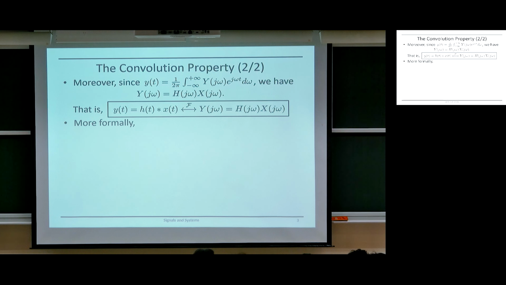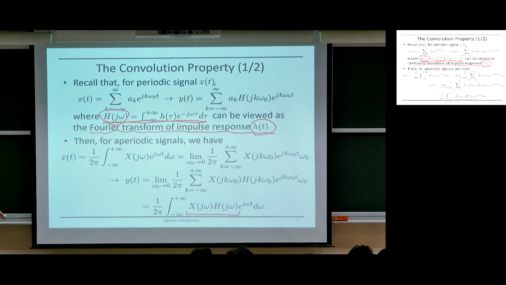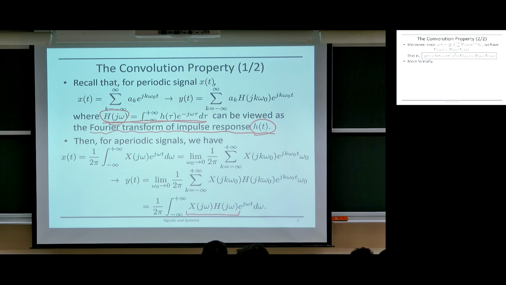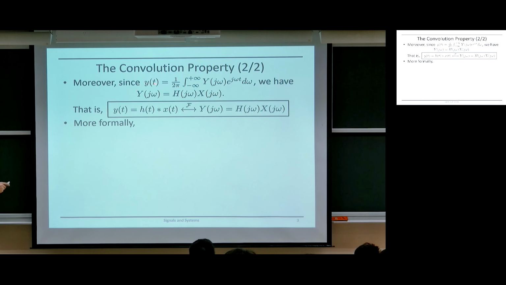So this is what we just mentioned. Suppose you let capital Y be the Fourier transform of y of t, then by the above observation, you can infer that the spectrum of the output, y, is equal to the frequency response, the Fourier transform of the impulse response, times the spectrum of the input signal.